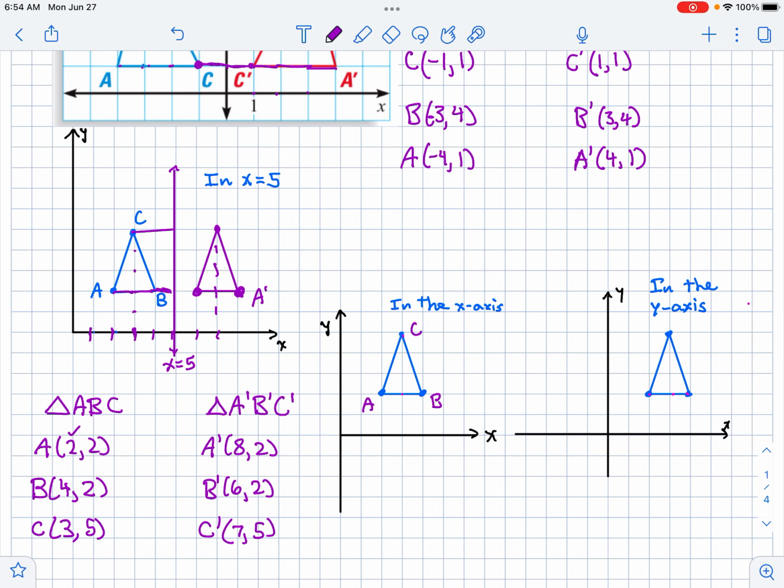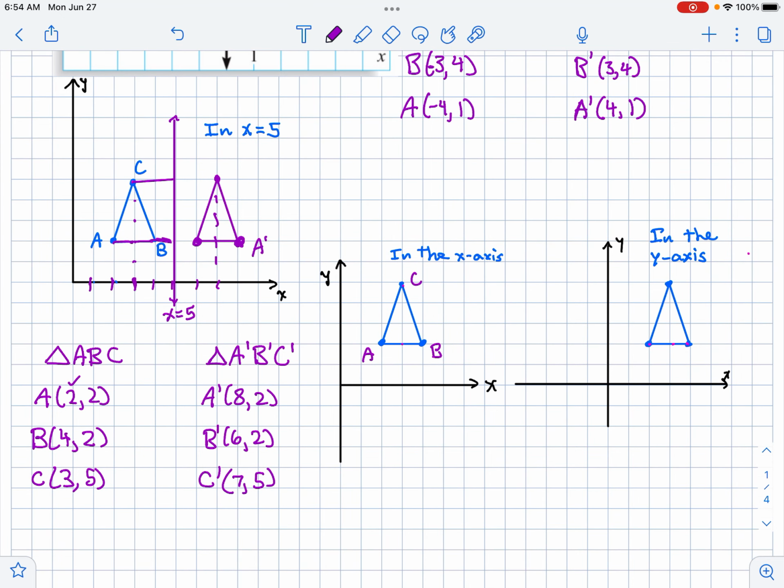And instead of reflecting it in the x equals 5, let's reflect it in the x-axis. So notice we've got the same points. We've got 2, 2, 4, 2, 3, 5. Okay. Now our concern is this. So I want A. Okay. So I need to go 2 units. From A to the line of reflection is 2 units, so I'm going to go 2 units down here. Okay, so there is my A prime. Now B, same thing. 2 units, 2 units. There is my B prime.